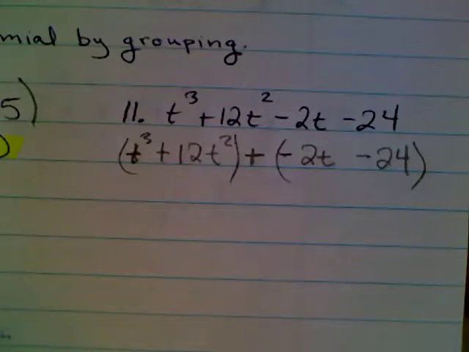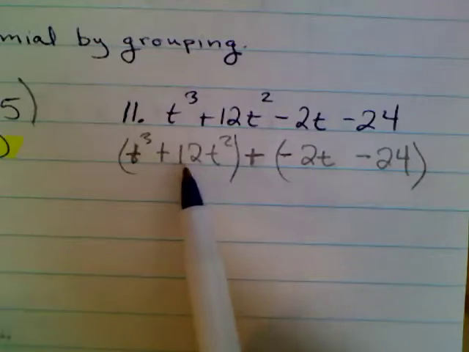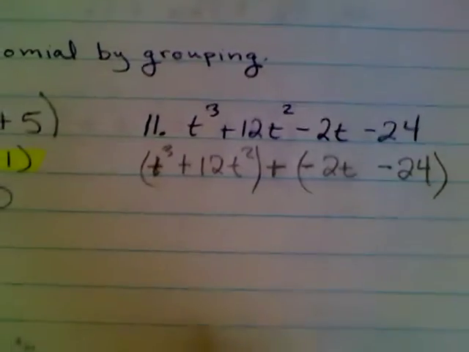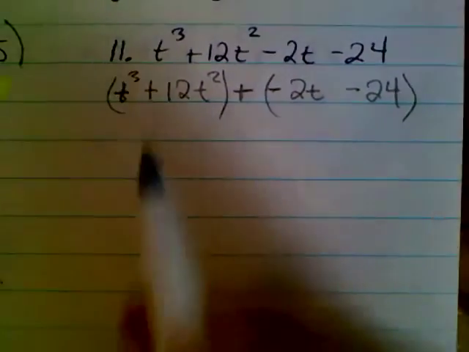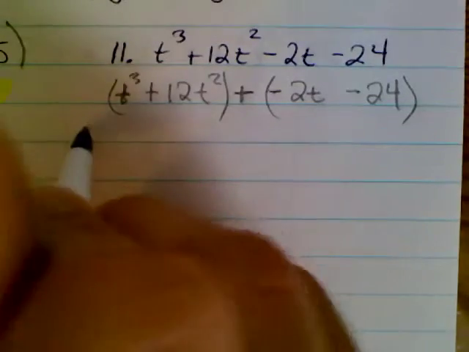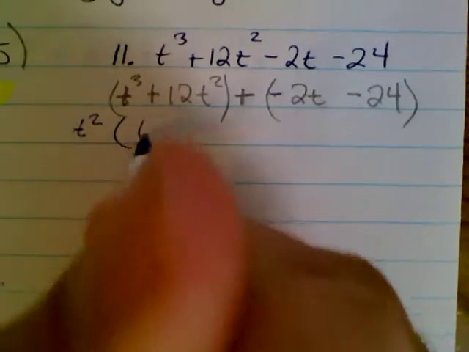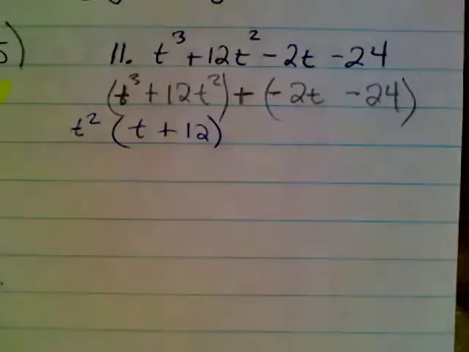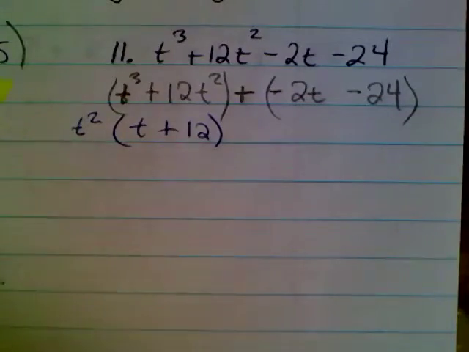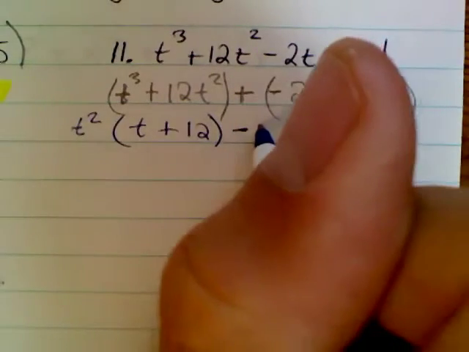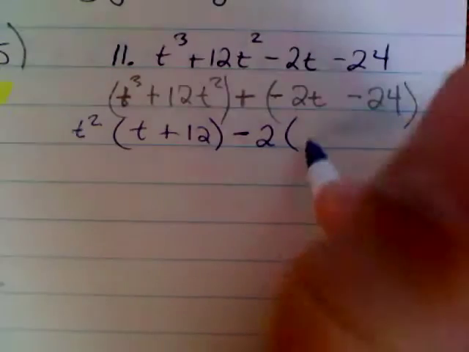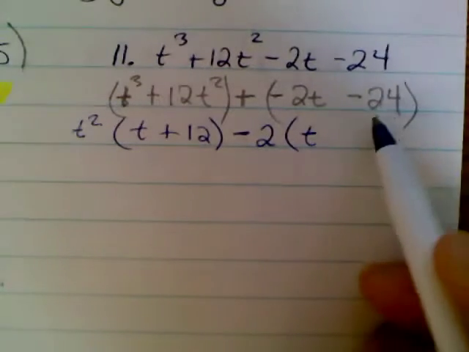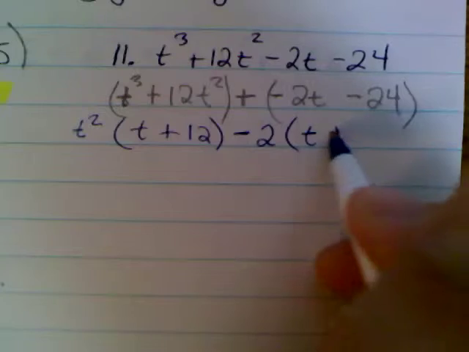Okay, you're grouping them so that they have a common factor. Most of the time, though, you're going to run into questions like this where you just group the first two and the last two. Okay, so what is in common in this binomial? Just a t squared. I'm left with t plus 12. What is in common in this binomial? Well, a negative 2 can come out. You can write plus negative 2, but I'm just going to write minus 2, parentheses. If I divided this by negative 2, I'd get t. If I divide this by negative 2, I get positive 12.